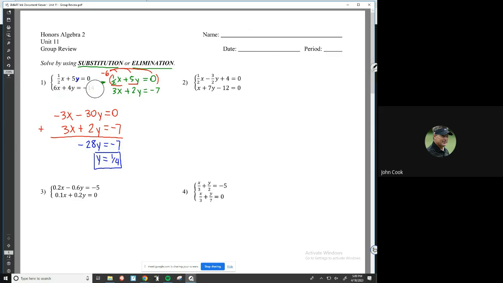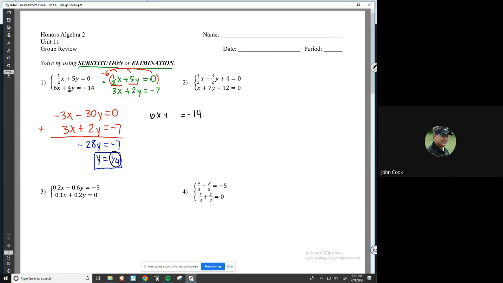And here's why. I'm going to be plugging in a 4th for my y value. And man, that's a really nice number to multiply by a 4th, right? So that's what I'm going to do. I'm going to take the equation 6x plus 4y equals -14. And what I'm going to do is plug in 1/4 for the y value.